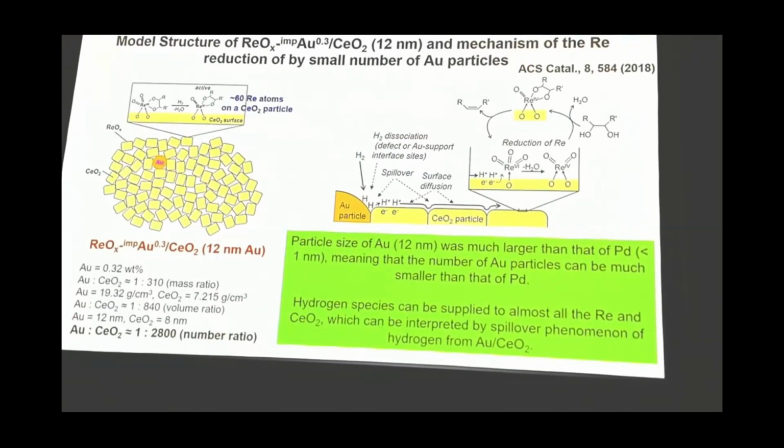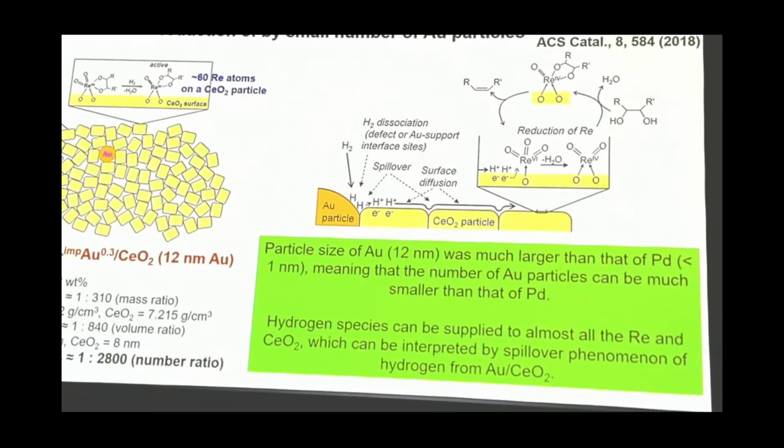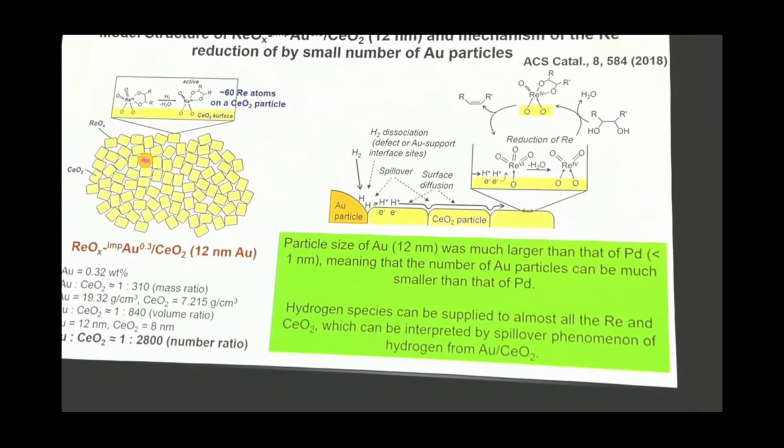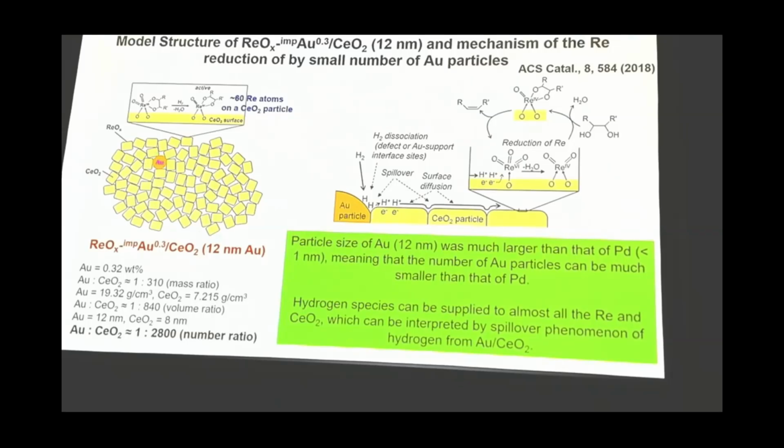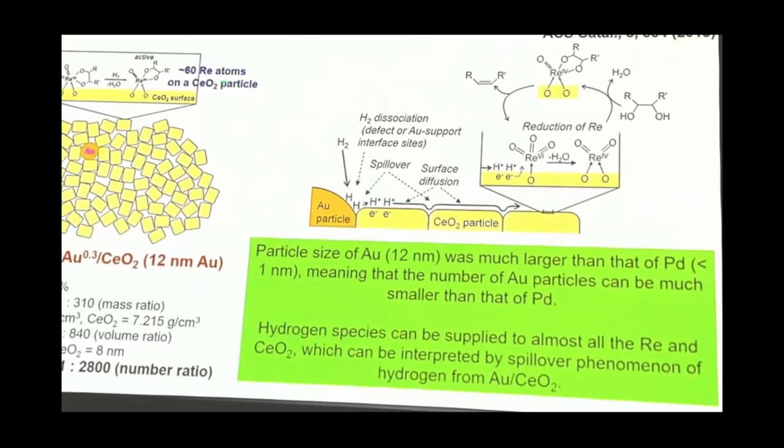Important point is that for the suppression of the C=C double bond halogenation, we use a very large size of the gold. For example, I'm sorry I did not show the characterization results, but it is concluded that the size of the gold is 12 nanometers. 12 nanometers means so large, and the size is almost the same as a ceria particle. Therefore, the structure of the catalyst is like this. For example, one ceria particle has 60 rhenium atoms.